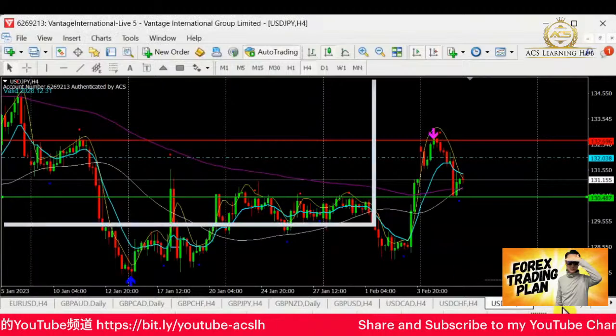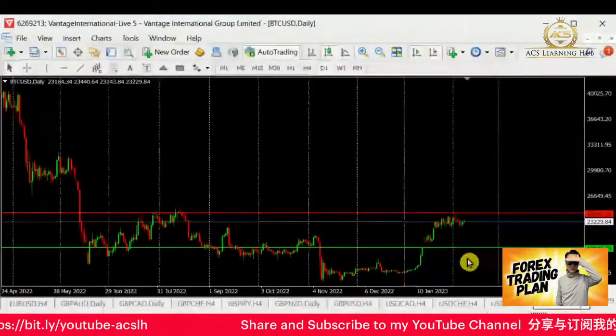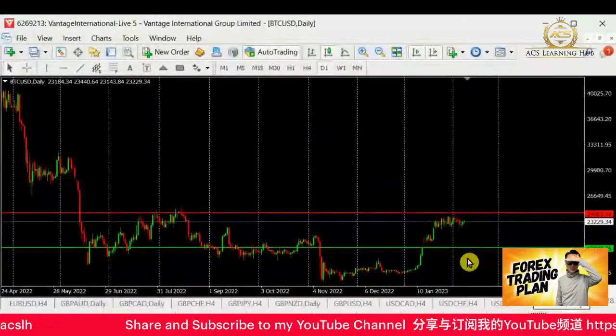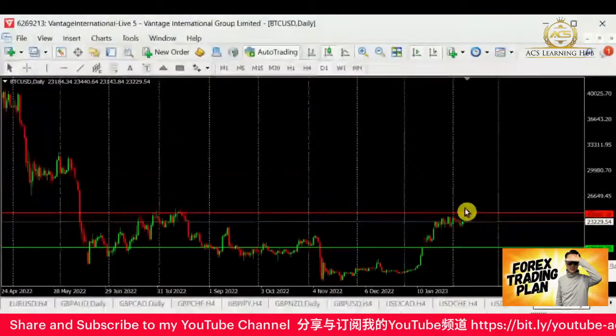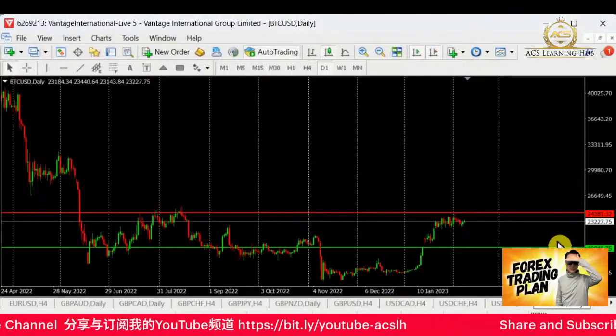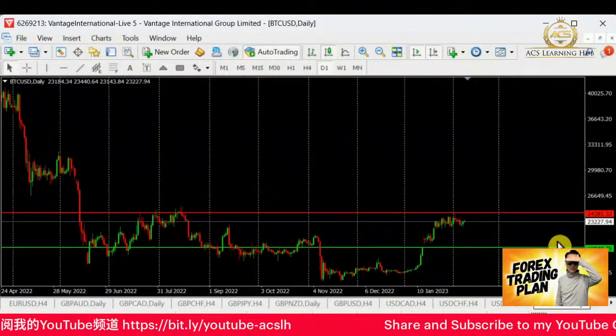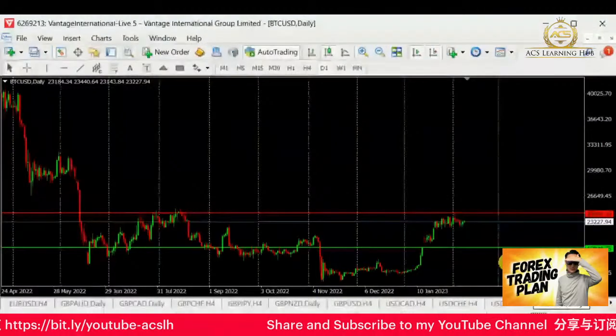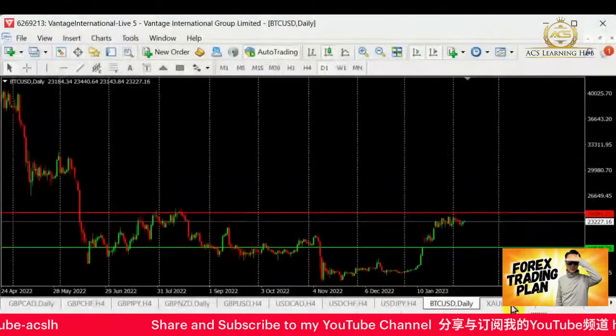Let's take a look at Bitcoin. Bitcoin is still heading up to 24. As of yesterday, we saw some news that Bitcoin is going to escalate up to 24,000, which is something good for the buyers. So we can take a look at that.